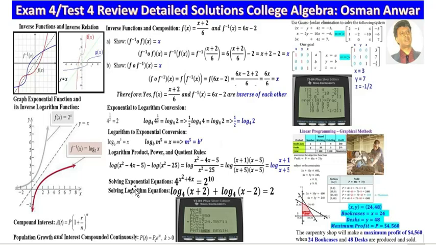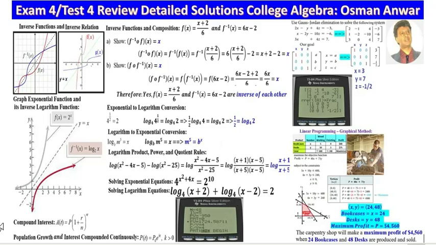Then we're going to solve exponential equations such as 4 to the power of x squared plus 4x equals 2 to the 10. And we're going to solve logarithm equations such as log base 4 of x plus 2 plus log base 4 of x minus 2 equals 2.